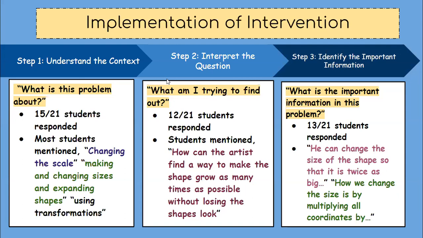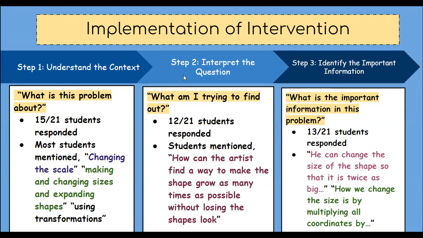Okay, and then I challenged them again for the third time, and I asked them, what is the important information in this problem? So with that, I had some students say, well, they can change the size of the shape so it's twice as big, and then a few students started to mention, well, we need to multiply all the coordinates. So as soon as I got a few of the students to say that, I'm like, well, you guys already know what the answer is.